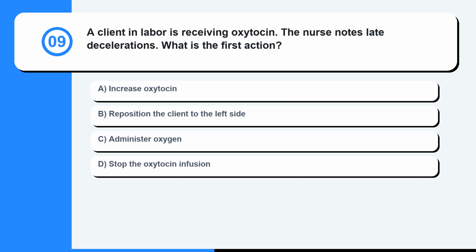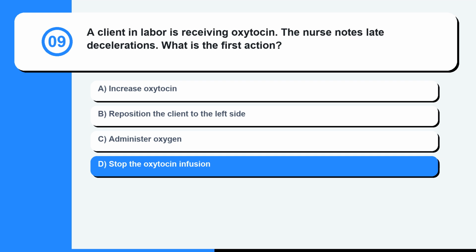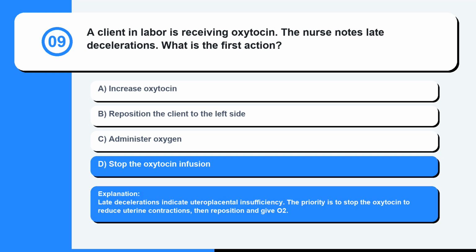Question 9. A client in labor is receiving oxytocin. The nurse notes late decelerations. What is the first action? A. Increase oxytocin. B. Reposition the client to the left side. C. Administer oxygen. Or D. Stop the oxytocin infusion. The correct answer is D. Stop the oxytocin infusion. Late decelerations indicate uteroplacental insufficiency. The priority is to stop the oxytocin to reduce uterine contractions, then reposition and give O2.